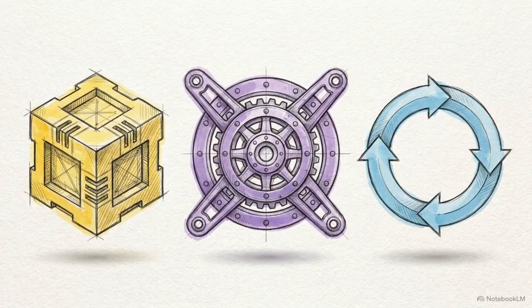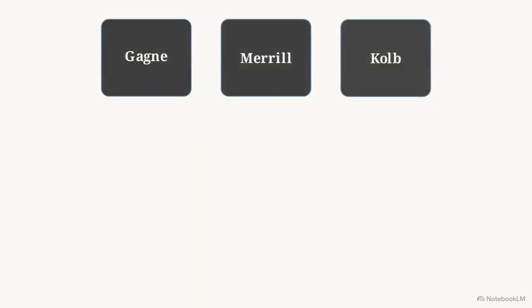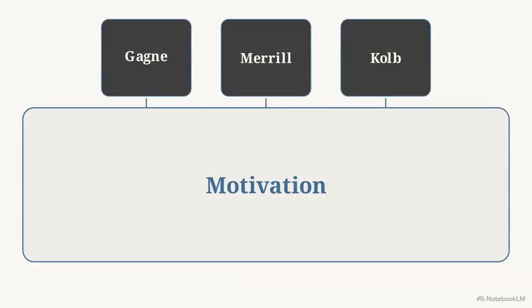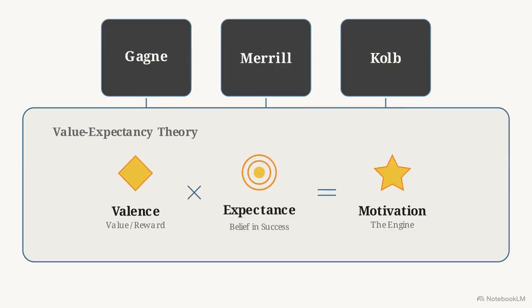On the surface, Gagne, Merrill, and Kolb appear to use entirely distinct terminologies and visual models. However, a designer must consider how to ensure learners actually progress through these demanding structures. This requires the engine for all frameworks: motivation, defined here by the value expectancy theory. Motivation is the product of 2 factors: valence, the value the learner places on the reward, and expectance, their belief that they can successfully complete the task.